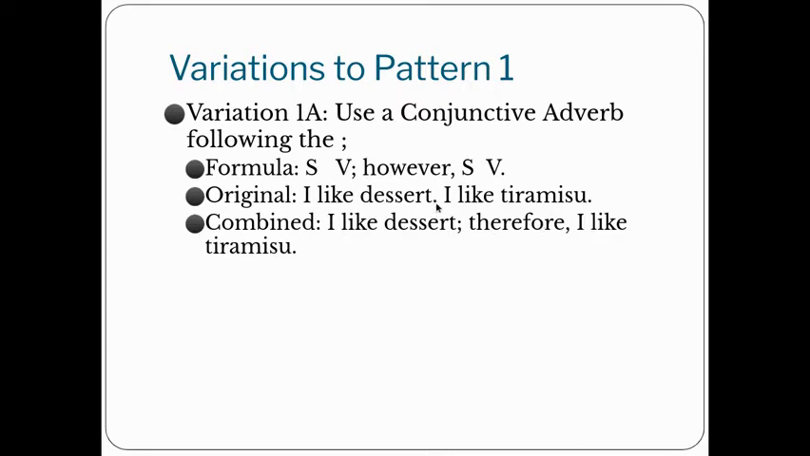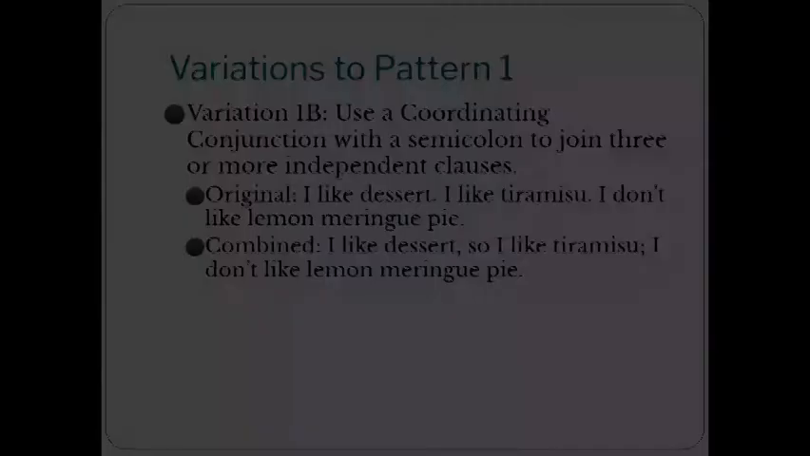Notice I once again changed the period to a semicolon. I add the conjunctive adverb, in this case "therefore," with a comma after it. And then the second sentence, I like tiramisu. Obviously, I'm not going to put a lowercase i on the second sentence, even though it's after a semicolon, because it's a pronoun. The pronoun I is always capitalized.